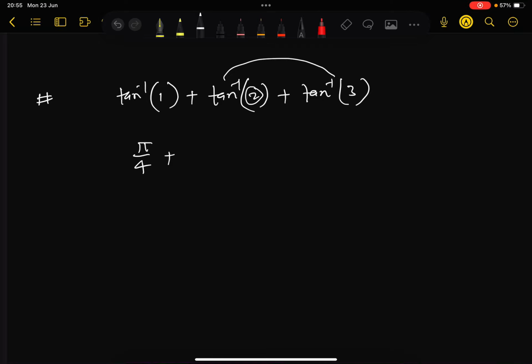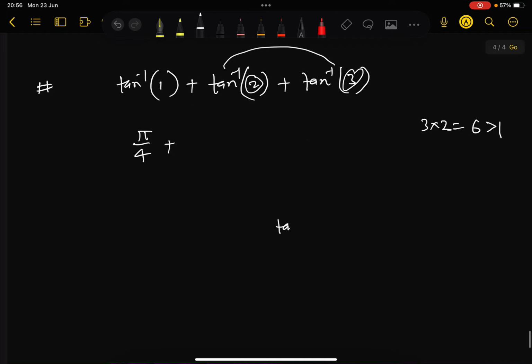So this is x and this is y. What is the product of 3 into 2? That is 6. 6 is greater than 1. So if it is greater than 1, that means we have to use this formula, that is pi plus tan inverse of (x plus y)/(1 minus xy). Just see here.